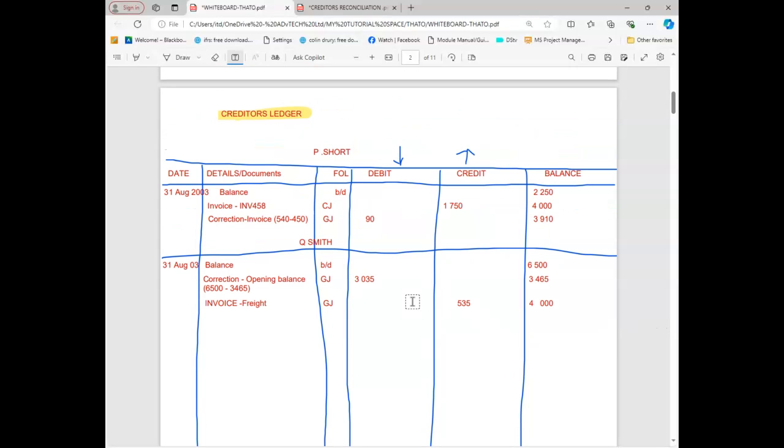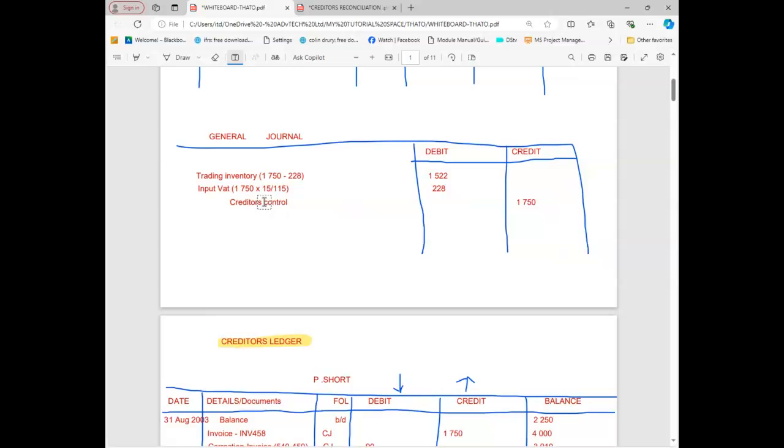So usually this one, especially where something was not recorded, will also affect the GJ. So again, if they ask you for the general journal for the adjustment, you must approach it this way. Can you see now? Okay. You're gonna have creditors again here. You're gonna have input here. Can you see now? Okay.